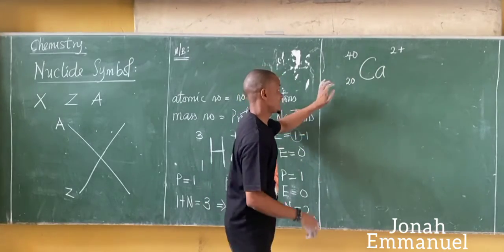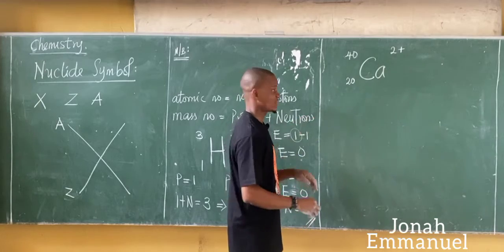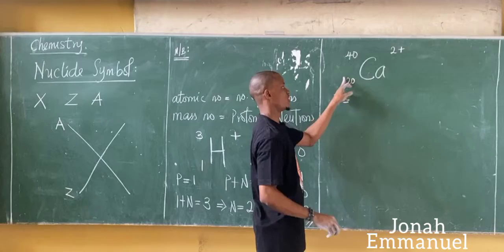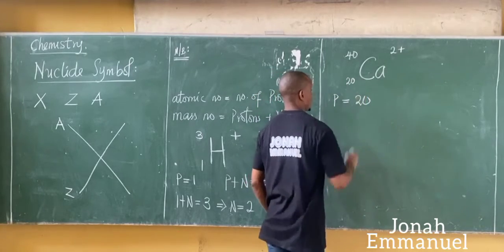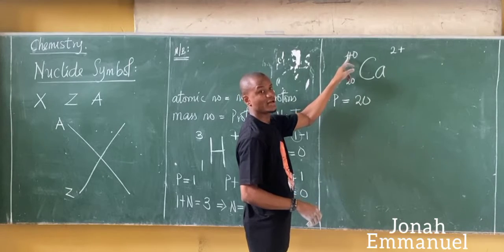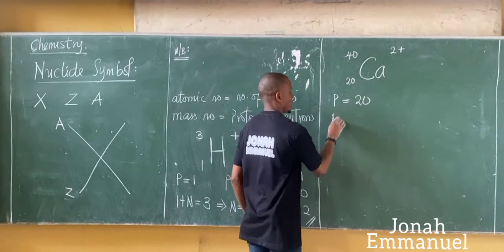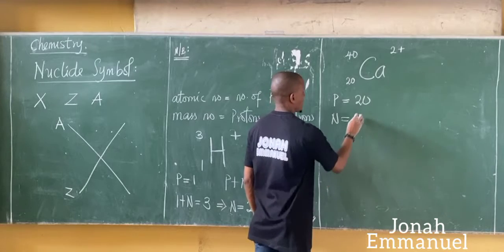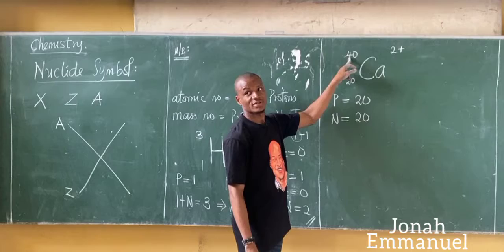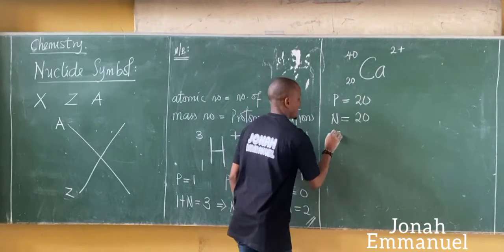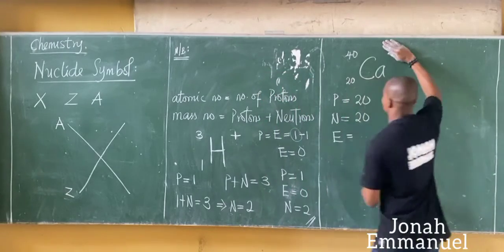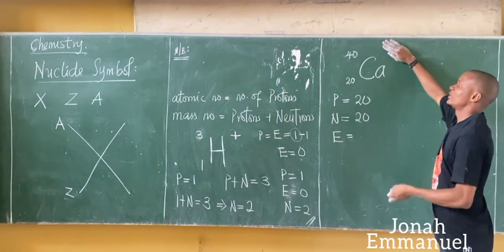All right, let's get started, please. For this, how many protons? Protons is equal to the atomic number, 20. Easy. Next up, how many neutrons? We said protons plus neutrons gives you the mass number. So how many neutrons here? 20. Why? 20 plus 20 gives you 40. Finally, how many electrons? Usually it should be 20. For a neutral atom it should be 20.